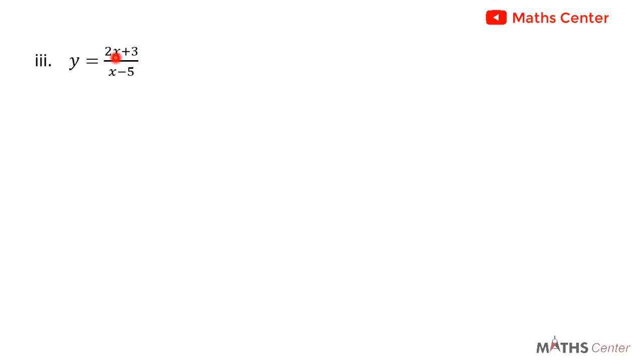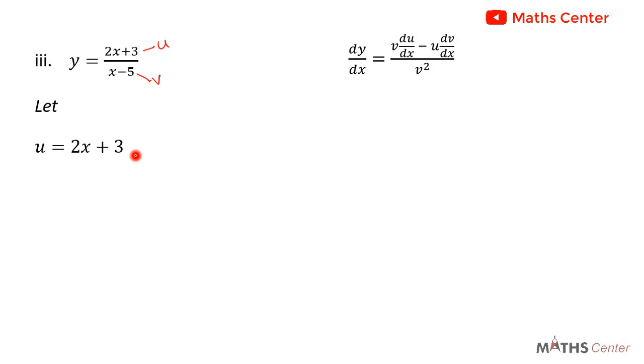We have y is equal to 2x plus 3 divided by x minus 5. This is a quotient, so we are going to use the quotient rule. The numerator is always u, the denominator is always v. So here u will be equal to 2x plus 3 and v will be equal to x minus 5. We will find du dx and dv dx.